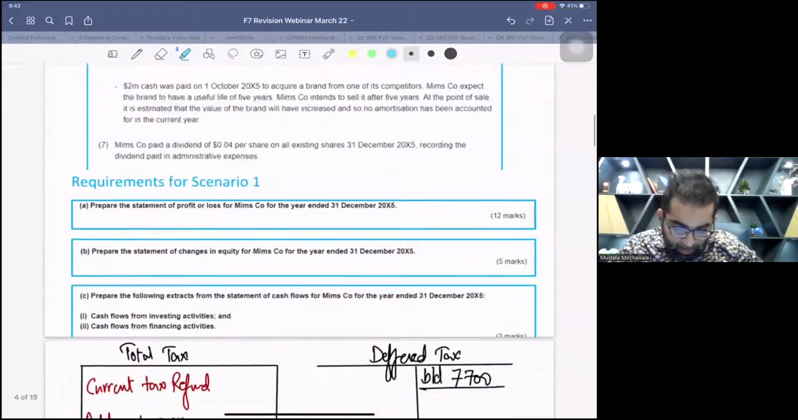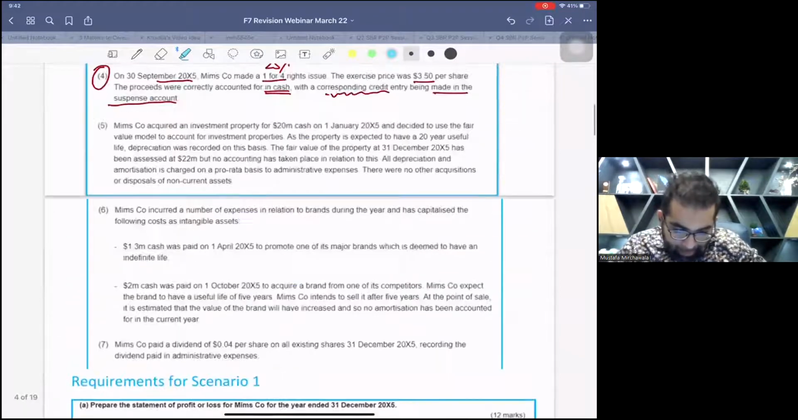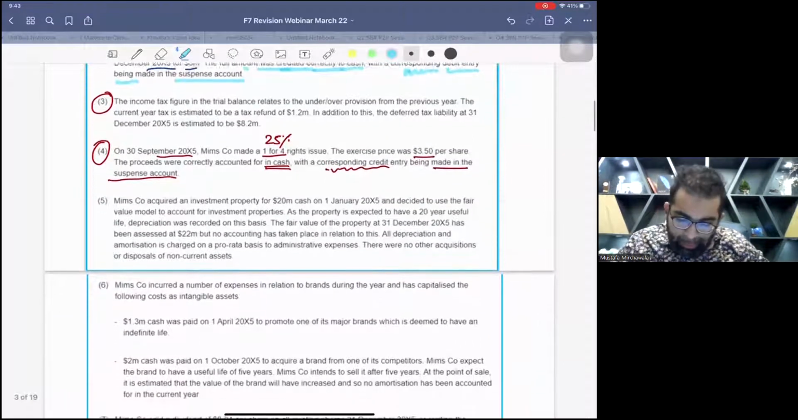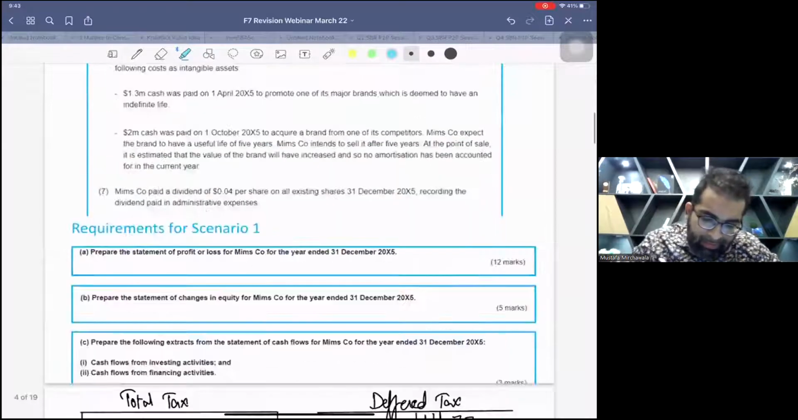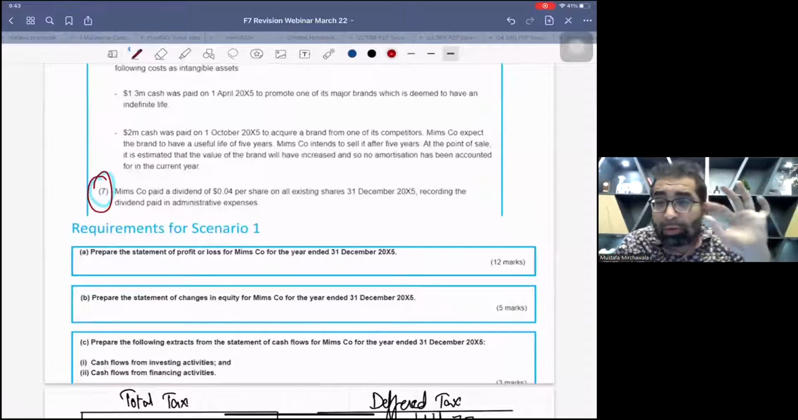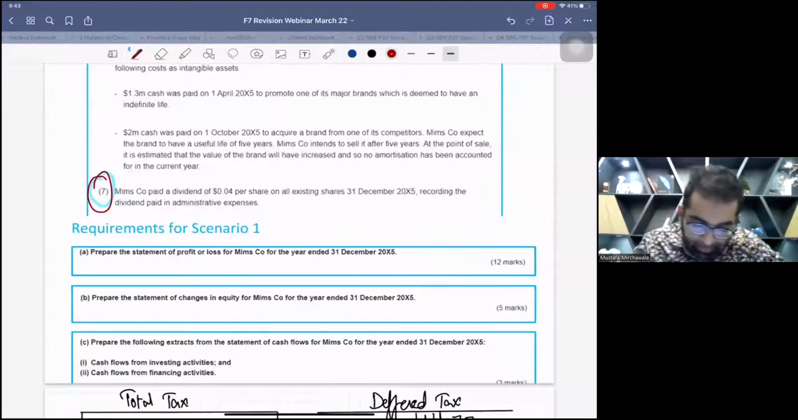Okay. Now, just for your ease, I would like to say, read point number seven first, because they all are connected. Just for your efficiency, I'm doing this.